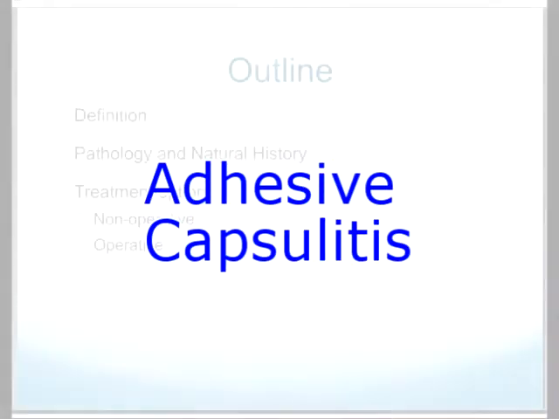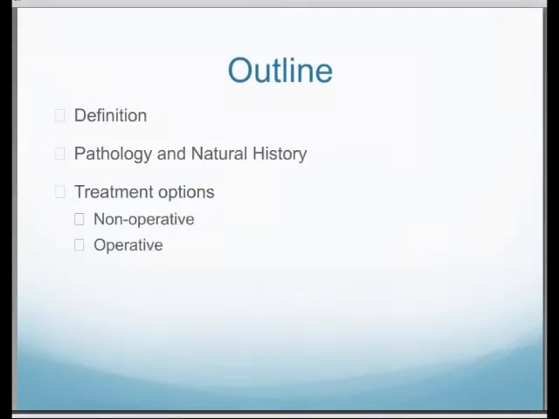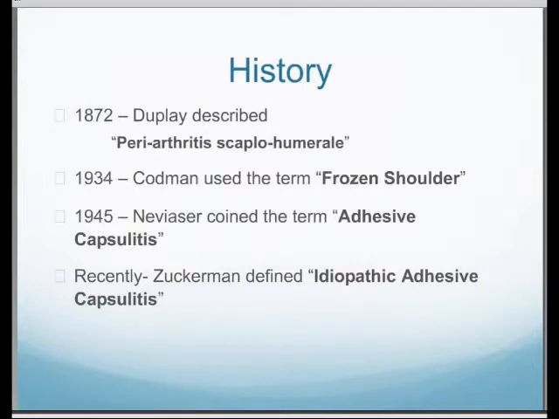So the history: the first time that the pathology was described was by Duplay in 1872. He wrote a paper in which he called this pathological process the periarthritis scapulohumerale. In 1934, the term frozen shoulder was first coined by Codman, who put out a paper describing this condition where people have a limited range of motion of their shoulder that was self-limiting with no treatment after 2 years.